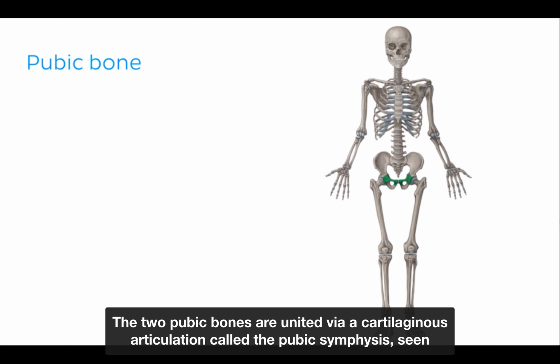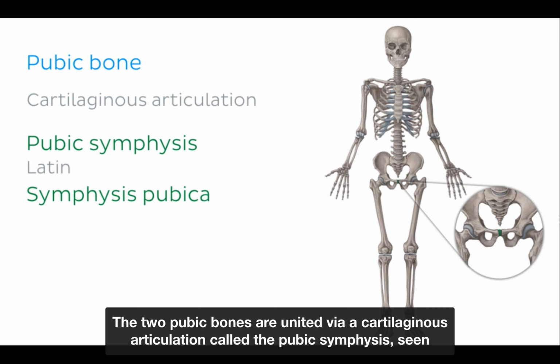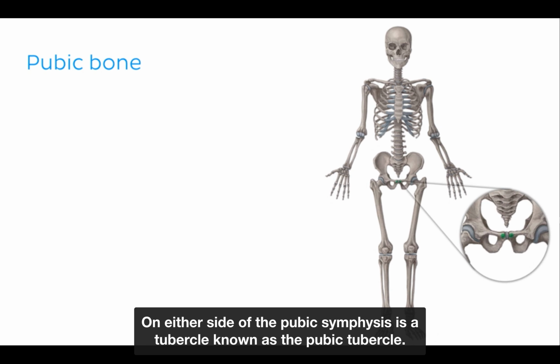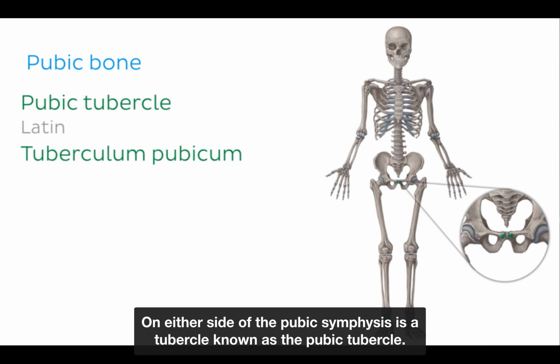The 2 pubic bones are united via a cartilaginous articulation called the pubic symphysis, seen here in the image on the right. On either side of the pubic symphysis is a tubercle known as the pubic tubercle.